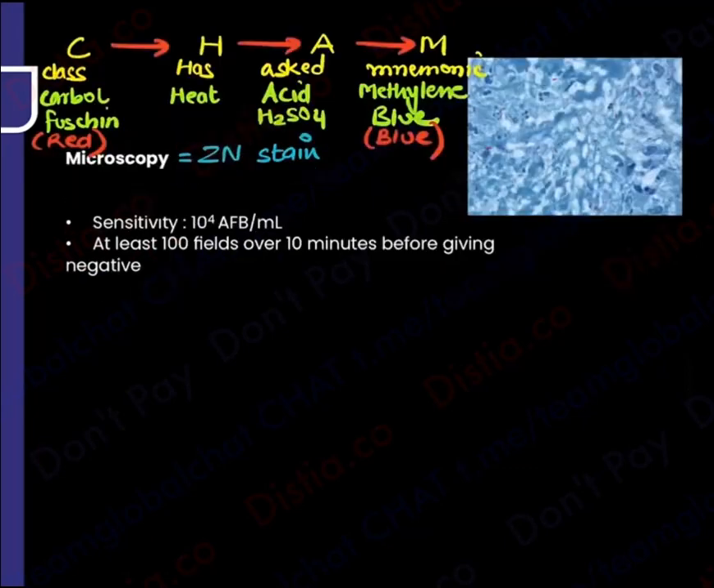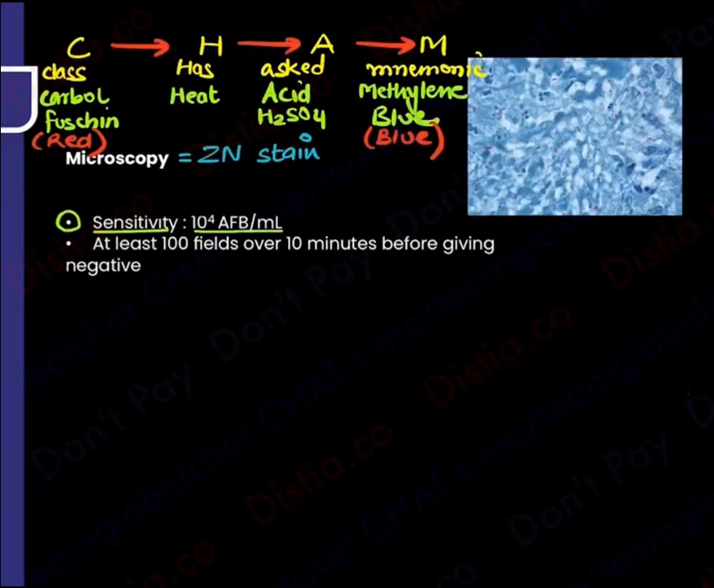Okay, I'll come to all these other features, but tell me one thing, how much TB should a person be having so that the person is able to show this positivity? And that is 10 to the power 4 acid-fast bacilli per ml. 10 to the power 4, okay. And you will say, ma'am, who sees this? Either it's a pathologist or a microbiologist. Someone with a microscope can see this, right?